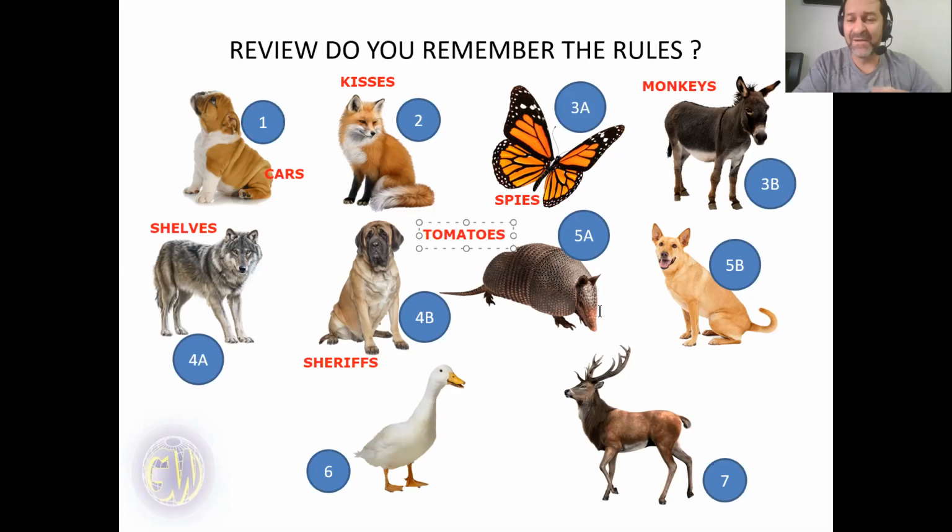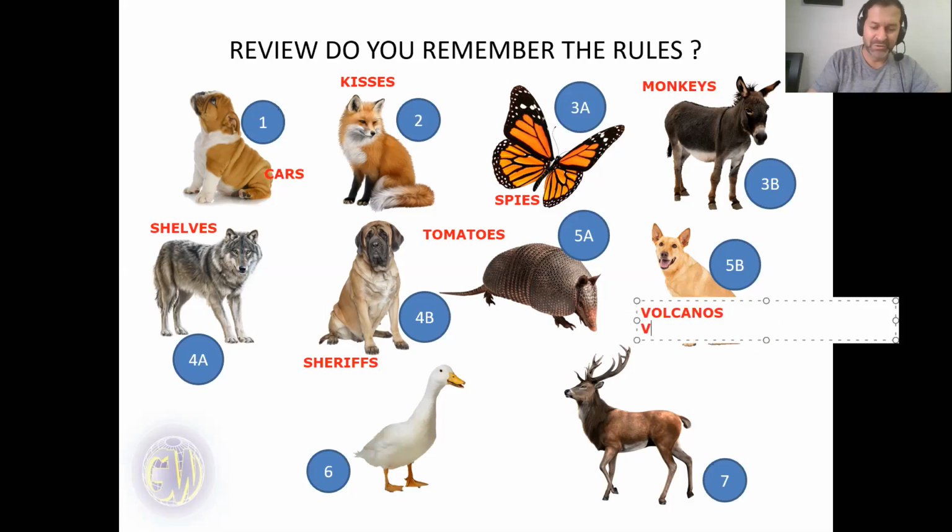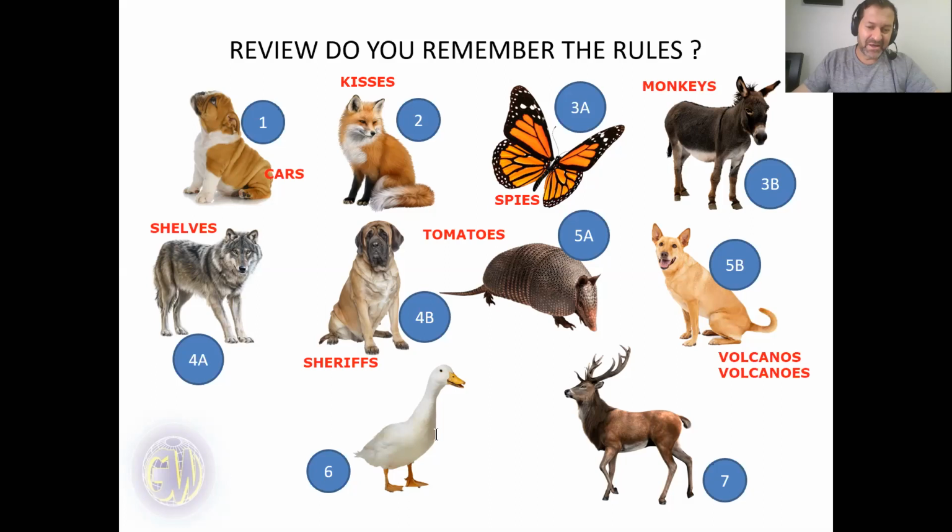Okay, number 5B, dingo. This Australian dog is the exception. It says that you can add S or ES. Example, volcano. You can say volcanos only with S, or you can say volcanoes. The pronunciation is actually the same, you know. Let me place this here. Rule number 6, irregular plural altogether, okay?